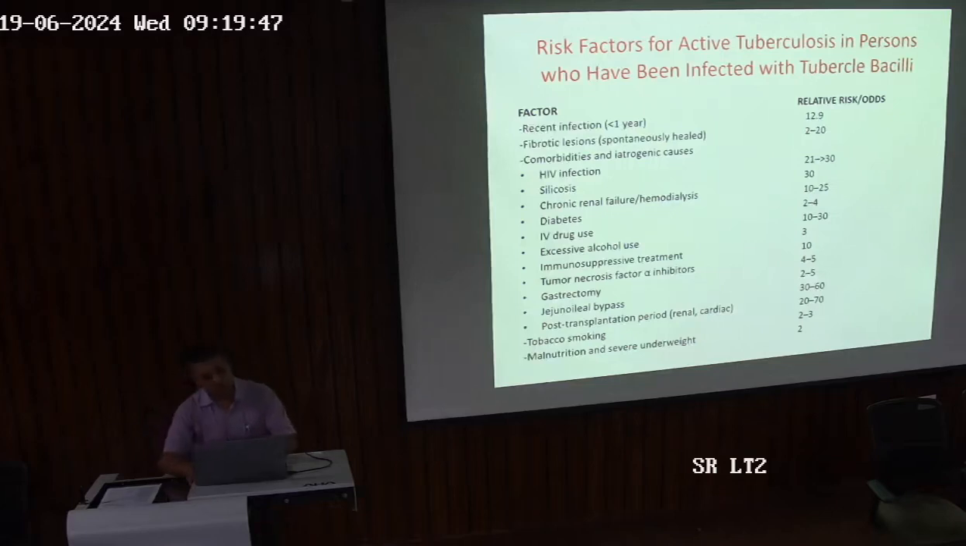Excessive alcohol use, immunosuppressive treatment, tumor necrosis factor alpha inhibitors, then gastrectomy, post-transplant, where we give the immunosuppressive drugs, tobacco smoking, and malnutrition, where the immunity decreases. So the crux is whenever the immunity is decreasing, it causes reactivation of the tubercular infection which is already present in the body.